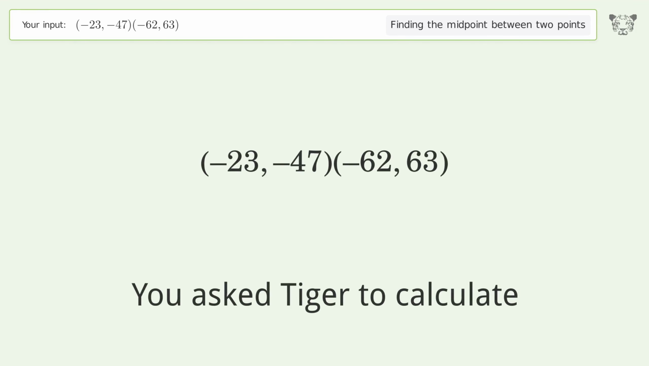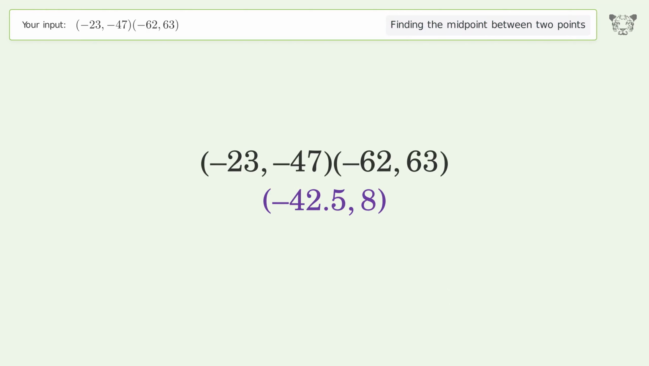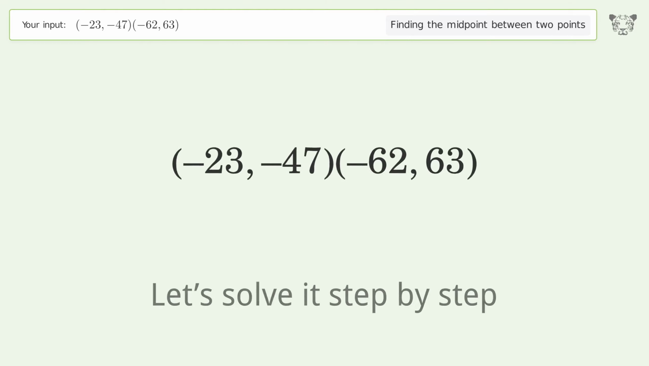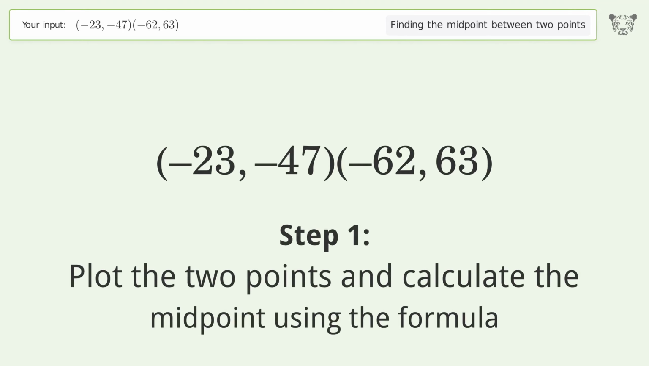You ask Tiger to calculate. This deals with finding the midpoint between 2 points. The midpoint between the 2 points is negative 42.58. Let's solve it step by step. Plot the 2 points and calculate the midpoint using the formula.